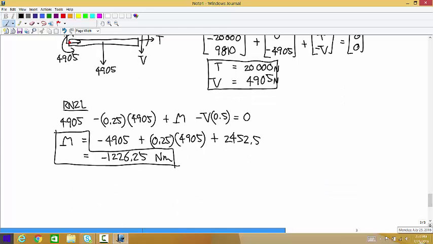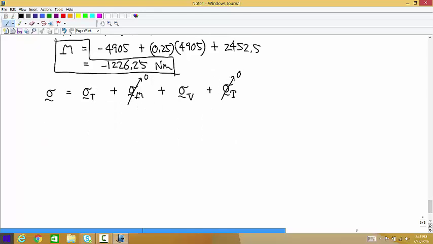Okay. So now we can calculate the stress tensor. The total stress tensor is the stress tensor due to tension plus the stress tensor due to bending plus the stress tensor due to the shear force plus the stress tensor due to torsion. There's no torsion, so that goes away. We're at the neutral axis, so bending goes away. So first, the stress tensor due to tension.